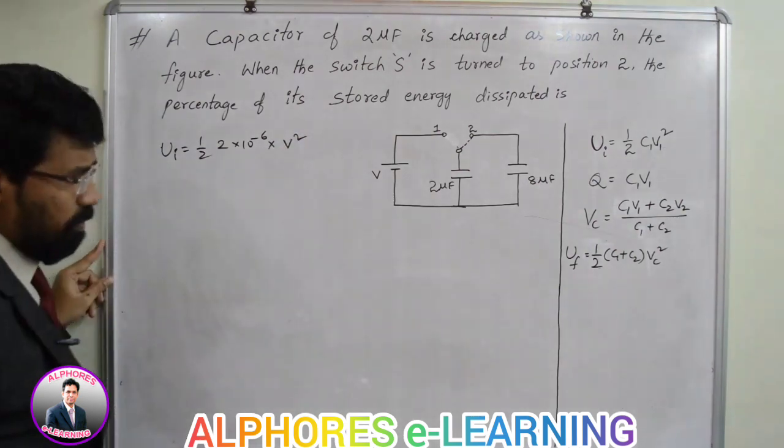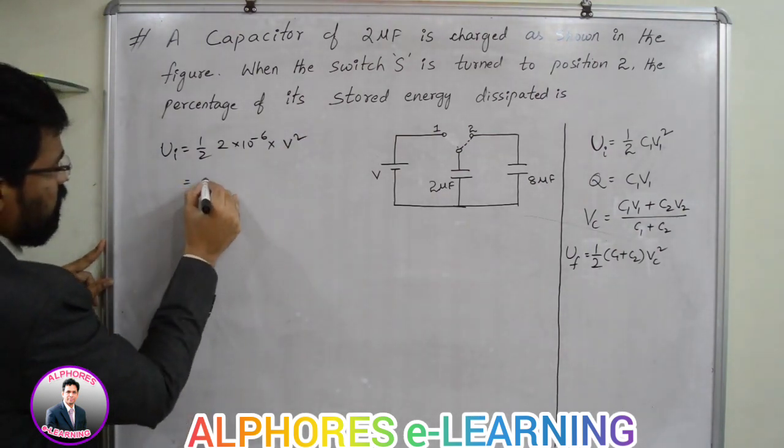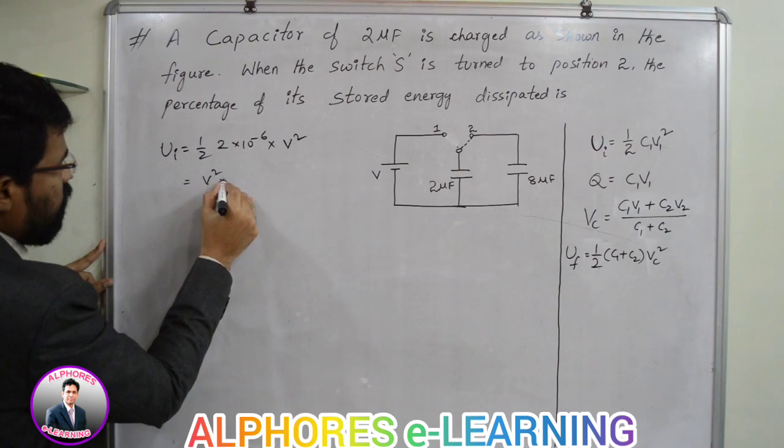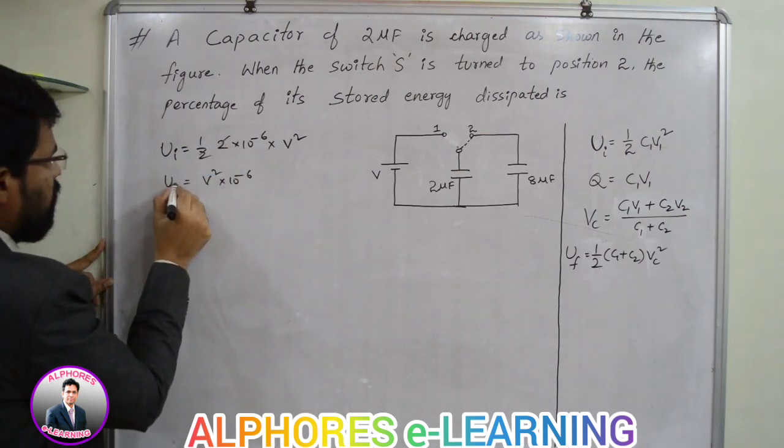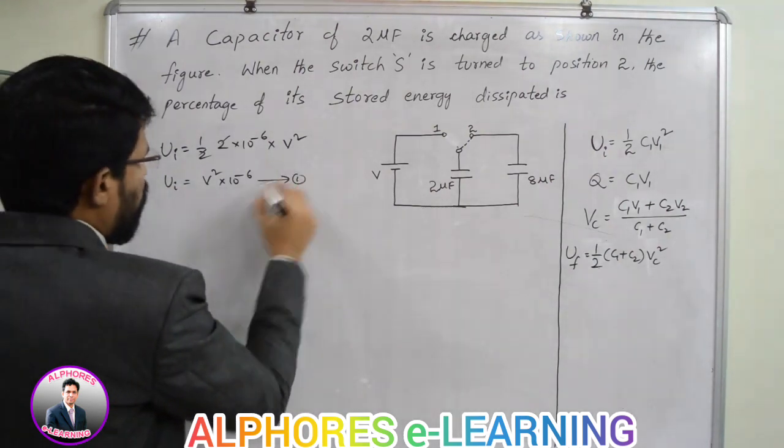You can take it as V square. So I can simplify this as V square into 10 power minus 6. These two and this 2 get cancelled. So this is the initial energy. Let us take it as equation number 1.